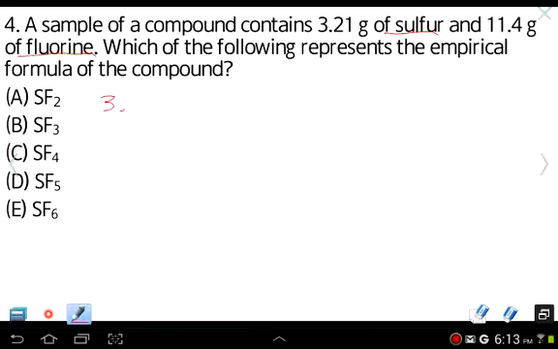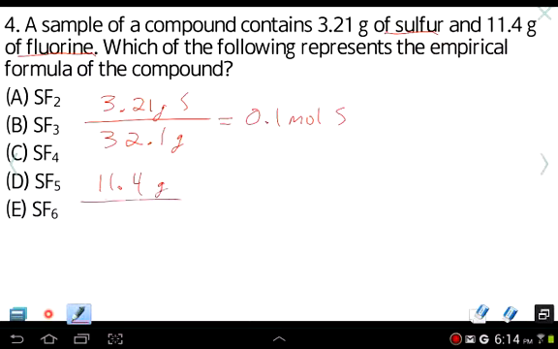So 3.21 grams of sulfur. The molar mass of sulfur, conveniently, is 32 grams per mole. So 32.1 to be precise, grams per mole. So if we divide these two, again, we have a tenth. We have 0.1 moles of sulfur. If you do the same thing with fluorine, you get 11.4 grams of fluorine. Now, this one's going to be a little tougher. The molar mass of fluorine from the periodic table is roughly 19, 18.99, but 19 grams is good enough.